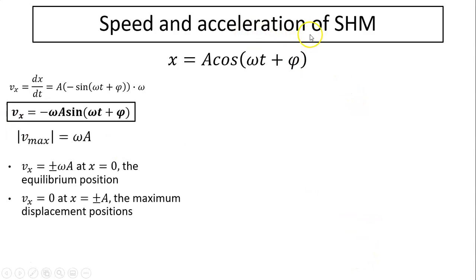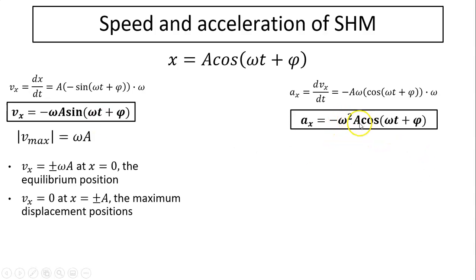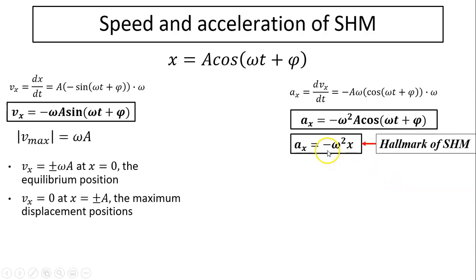Next, let's take a look at acceleration. Acceleration is the derivative of Vx, dVx over dt. So again, negative omega A, and the derivative of sine is cosine. Again, using the chain rule, we get another omega. So ax is negative omega squared A cosine of omega t plus phi. See this? A cosine of omega t plus phi is your x. So ax equals negative omega squared x.